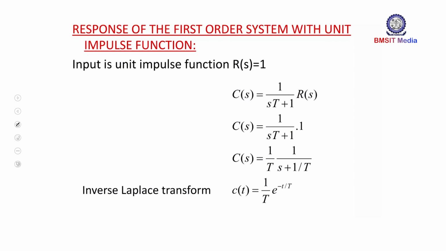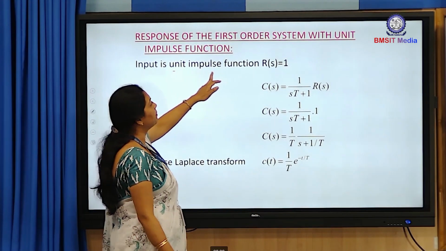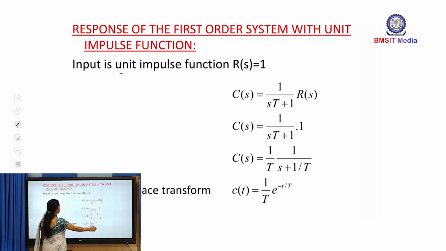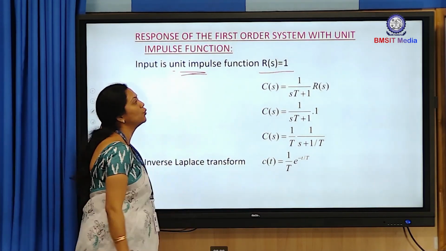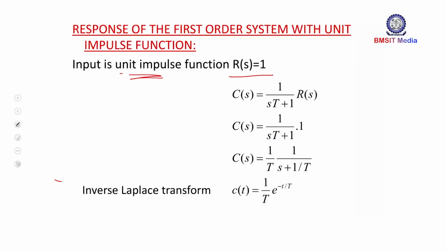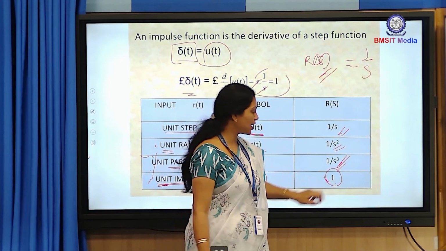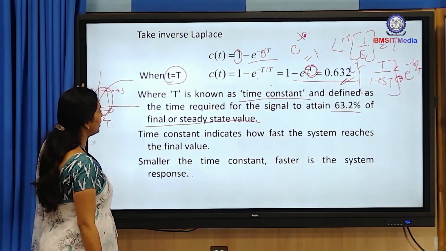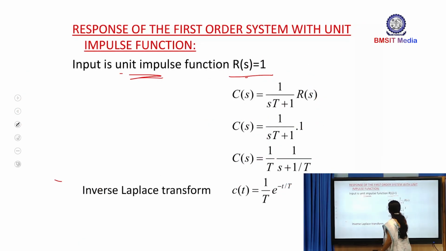Okay. Now, if I consider the input to be the unit impulse function, then what is the derivation? We will see now. R of s, now I have to consider it as 1 because what is the type of function that I am using? It's a unit impulse. So just recall this. So if I recall this, what is R of s equal to when it is in the case of an impulse function? So that will be equivalent to 1. Okay, so your R of s will be equivalent to 1.